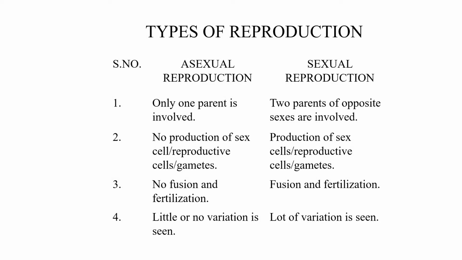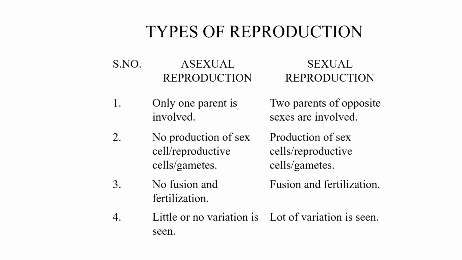Then, differences between asexual and sexual reproduction. Asexual reproduction means only one parent is involved, no involvement of sex, no reproductive cells or gametes, no fusion and fertilization, and no variation occurs.